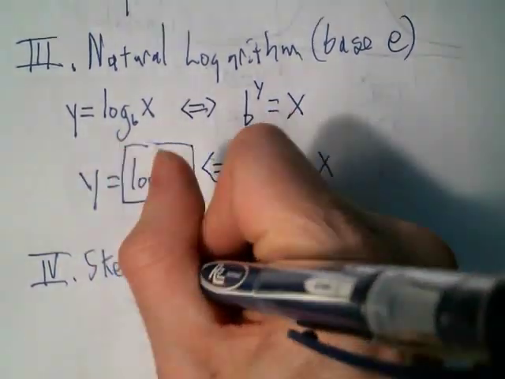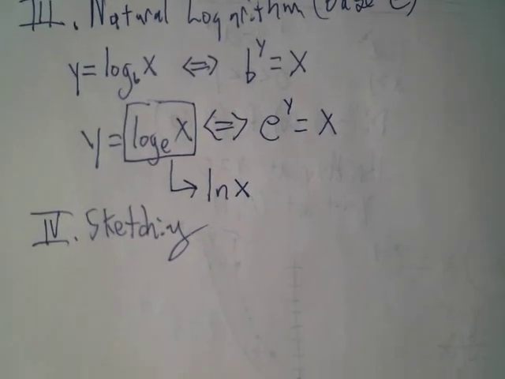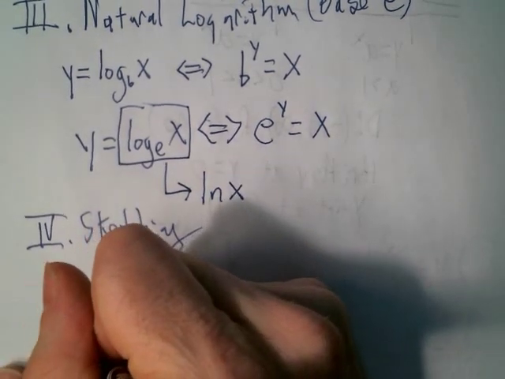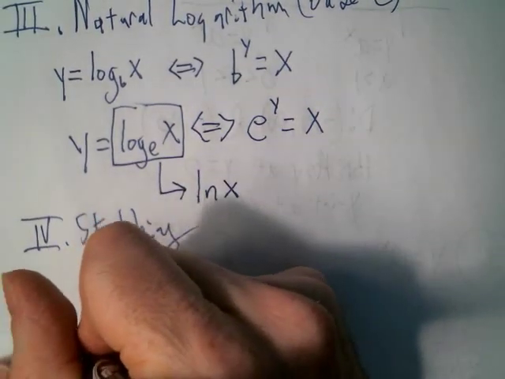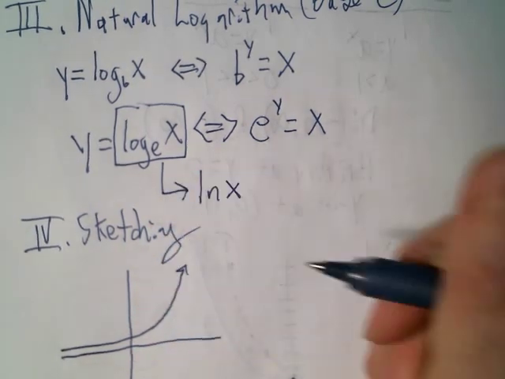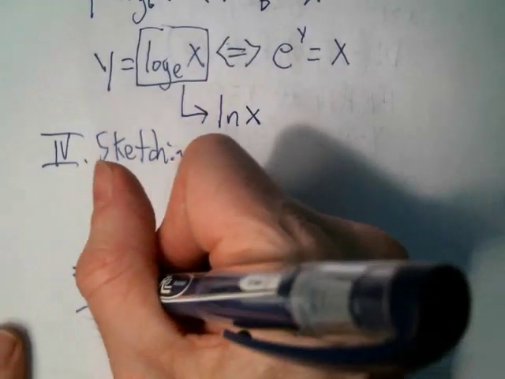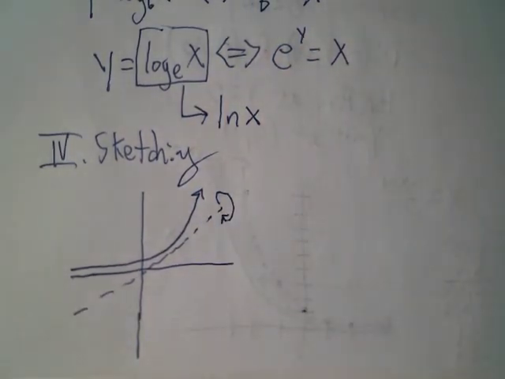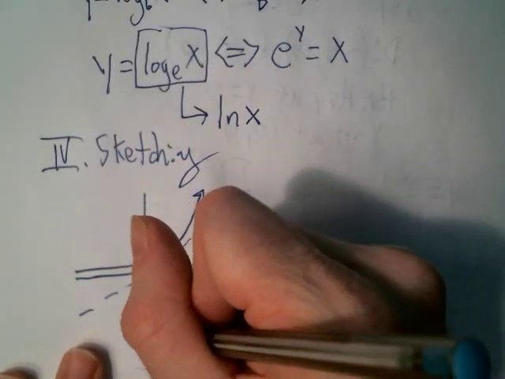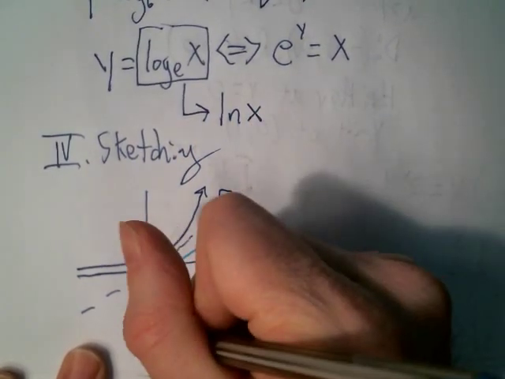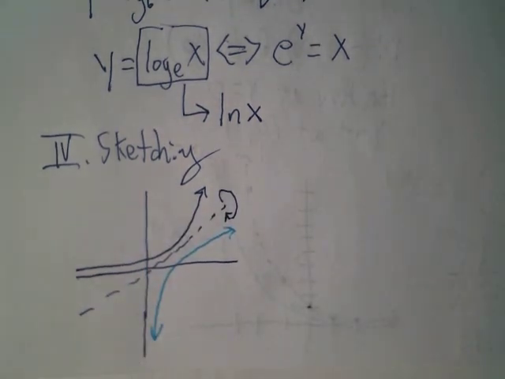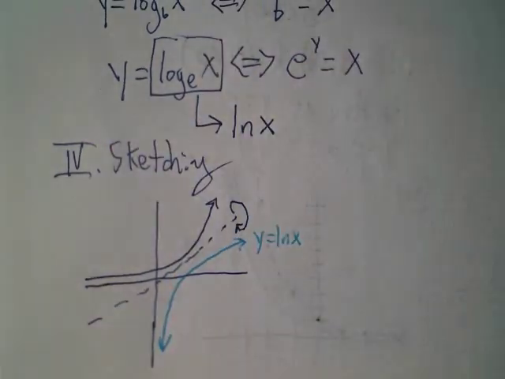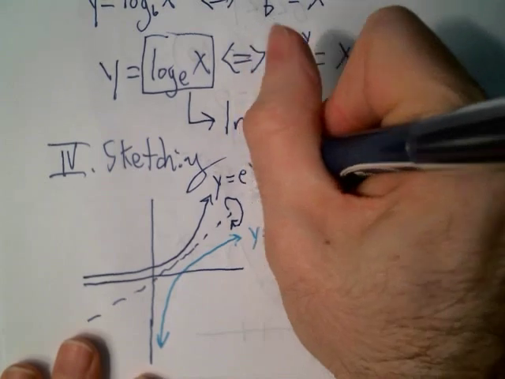So first off, what does this thing look like? What we'll do is rotate it about the line y equals x. First graph y equals e to the x, which is just an exponential growth function. It looks like this. To get our graph of the logarithm, rotate it about this diagonal. For the logarithm, it'll look like this. So this will be y equals ln x, and this other one was y equals e to the x.